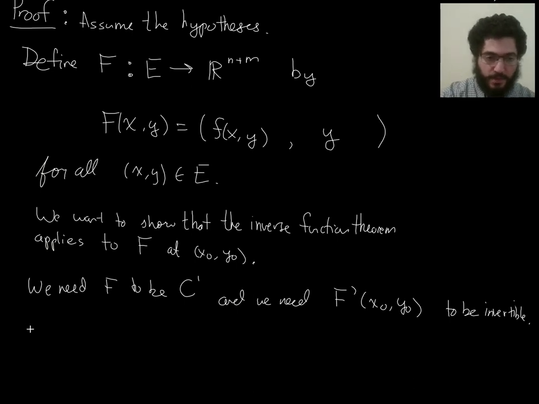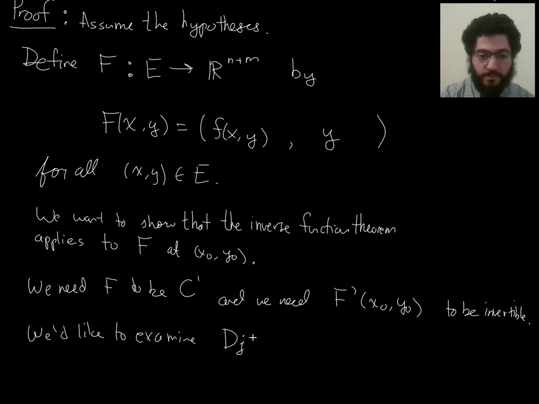So by partials, what I mean is now we'd like to examine these. The partial derivative with respect to the jth variable of f sub i, the ith component of f. That's what the partials look like. So you've got one of these for all ij in there.